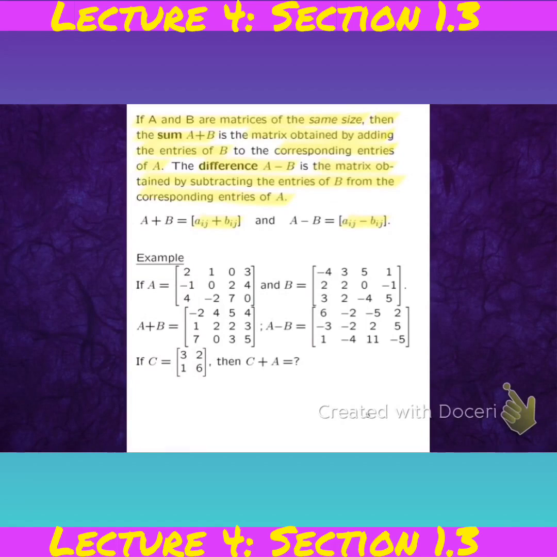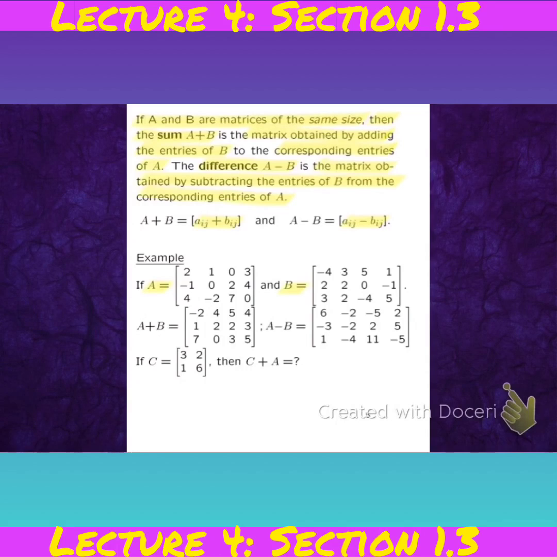Right, next up we have just a quick example. We're given the matrices A and B, and we're asked to add A and B and subtract B from A. So how do we do this? We make sure A and B have the same number of rows and columns. Both A and B have 3 rows, and both have 4 columns. So it is valid to add them.